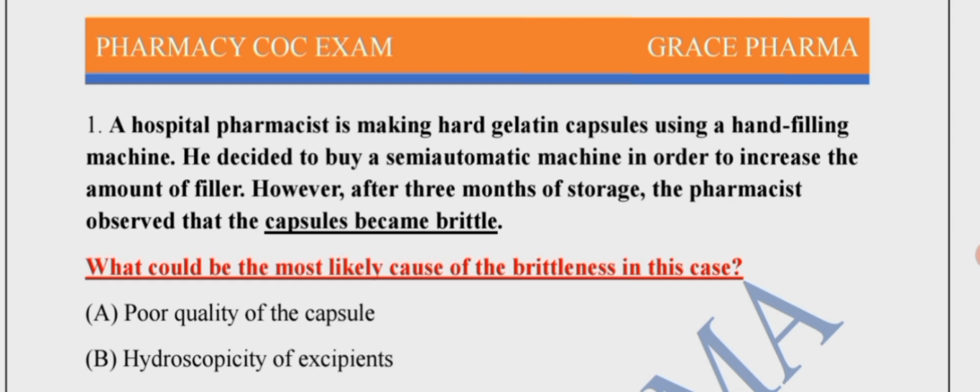Capsule ከ3 ወር በኋላ ምን ሆነ? Become brittle ተሰባበረ አይነት ነገር። So what could be the most likely causes of brittleness in this case? ስለዚህ ለbrittleness እንዲሆን in this case ላይ ኮዙ ምንድነው? What is the most likely cause?